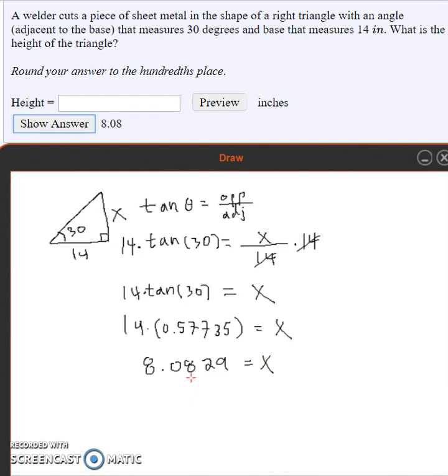The hundredths place is the second digit after the decimal. That's our rounding digit. The next digit after that is our test digit, 2. Since our test digit is less than 5, we will not add anything to our rounding digit. So we'll just rewrite it to the hundredths place and truncate after our rounding digit to get that the length of the height x is approximately 8.08 inches.